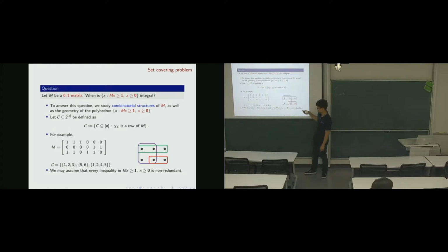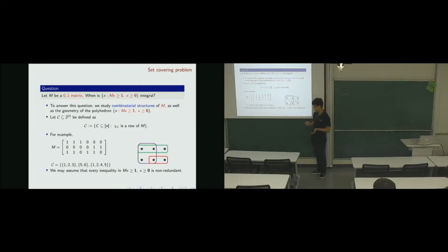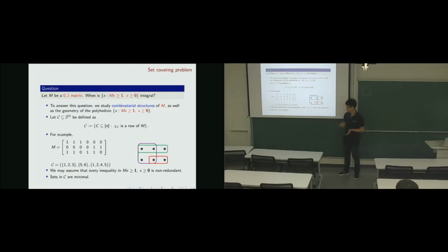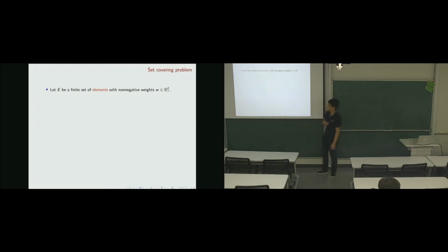Again, I'm interested in the integrality of this linear system. You can always take out redundant inequalities. By redundant, I mean even after taking out that inequality, you still get the same solution set. An inequality being redundant is equivalent to saying that the corresponding set is not minimal. So you can always keep the minimal sets coming from this family. Let me formalize that.